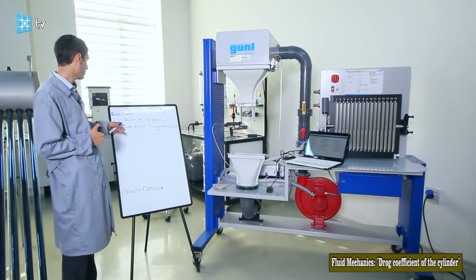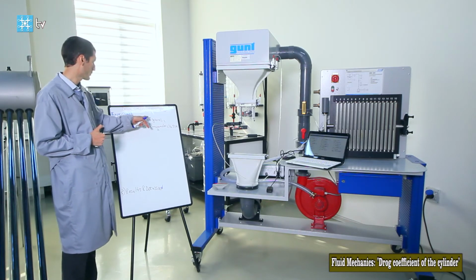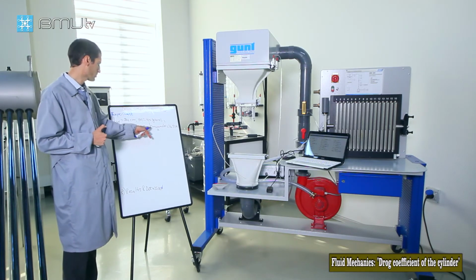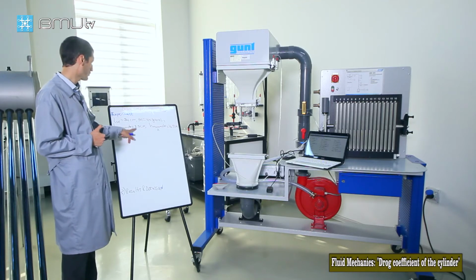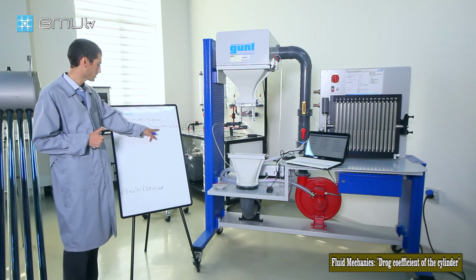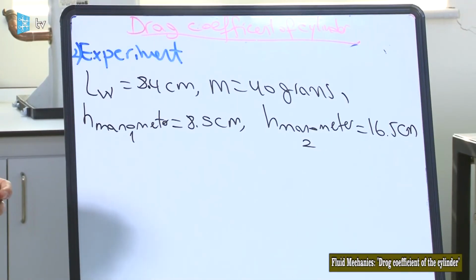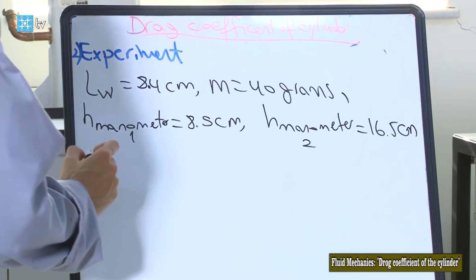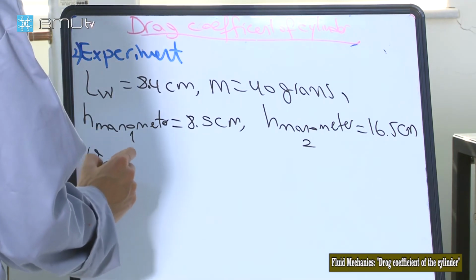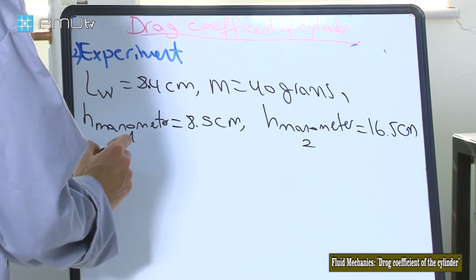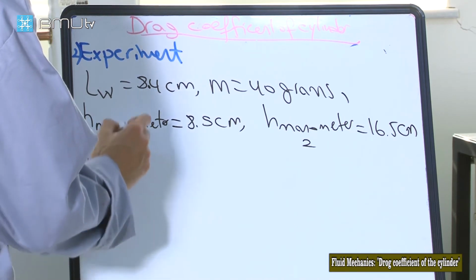So LW is 8.4 centimeters. The mass is here. The manometer values are here. This is the manometer height for the first one, and this is the manometer height for the second one. Now I will start the calculation part. First I will find the velocity V infinity. To find V infinity, I will use these manometer heights.